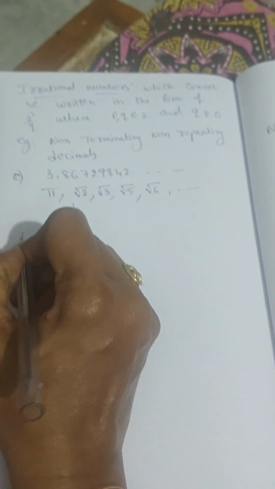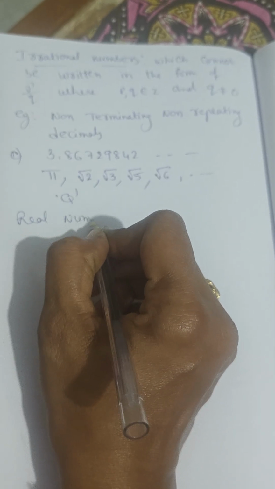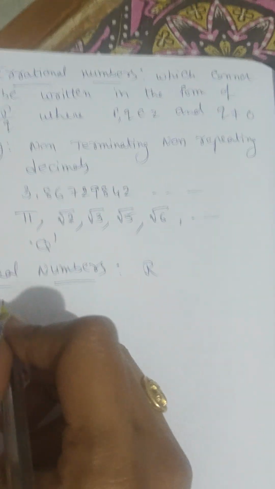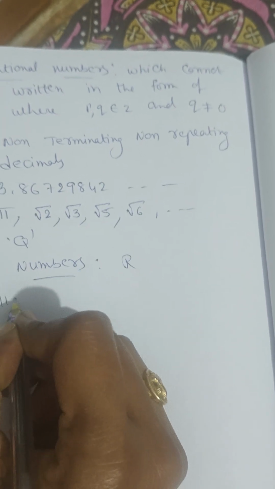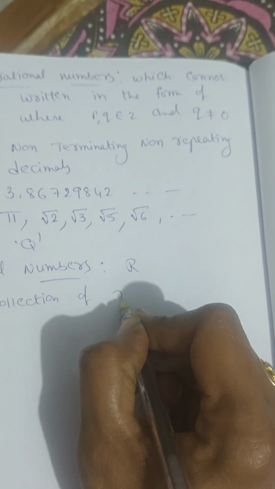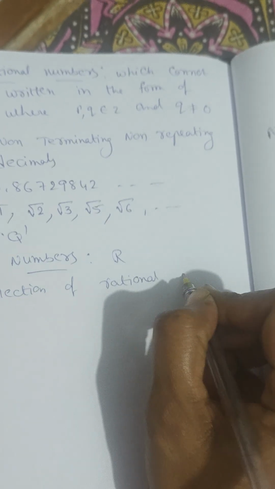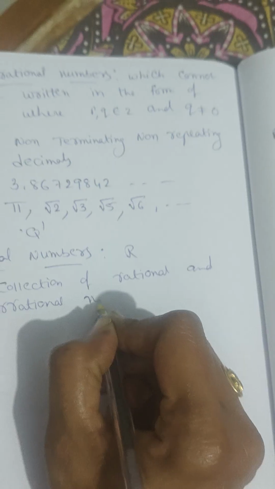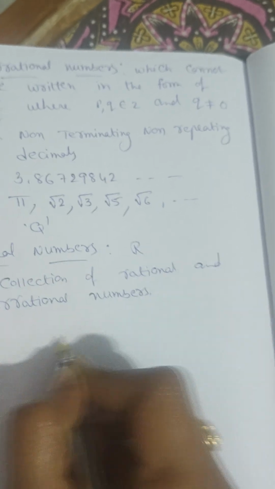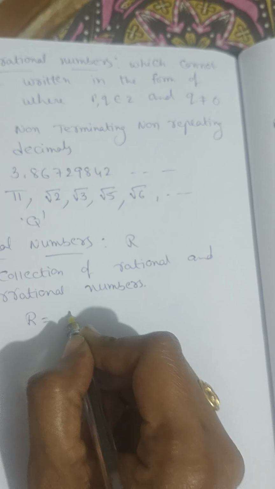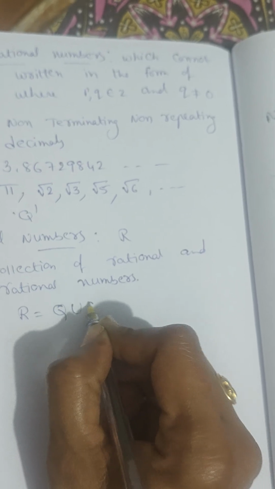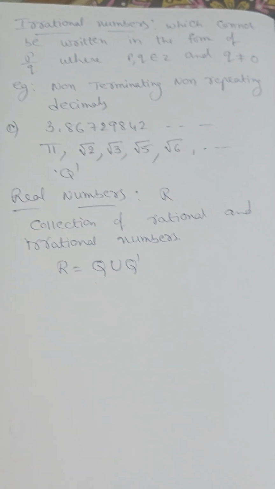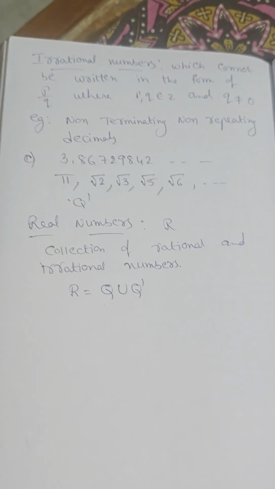Now, our topic is real numbers. Real numbers are denoted by the letter R. What are real numbers? Real numbers are the collection of rational and irrational numbers. That means all rational numbers union all irrational numbers. Union means both. Rational numbers and irrational numbers both come under real numbers. So, real numbers are denoted by R.